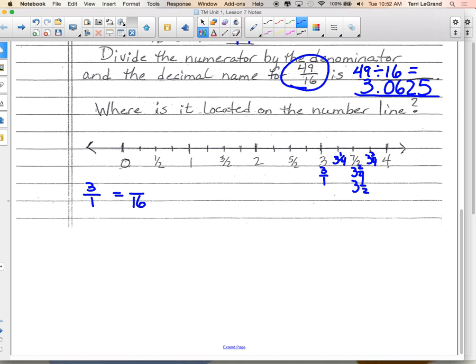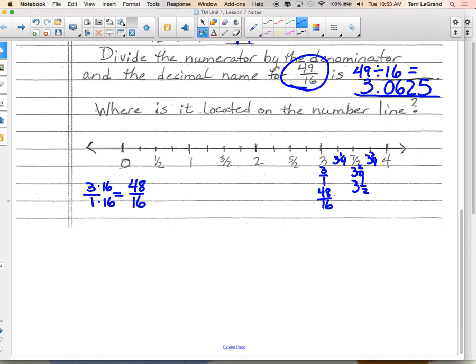1 times what is 16? 16. So then I've got to take my 3 upstairs times 16 also. What is that? Danny? 48. Oh, well, there's another name for 3, also known as 3/1. We can also call it 48/16. Yes, Danny? It's 49. We were just renaming 3/1, so it is 48.